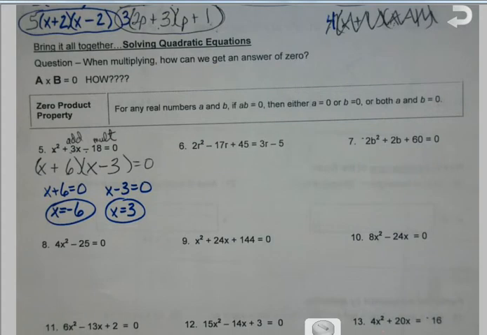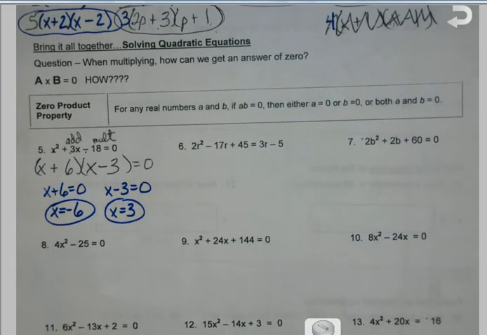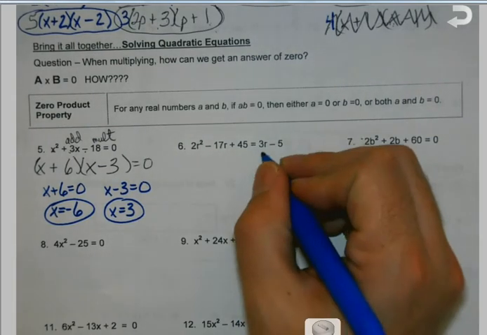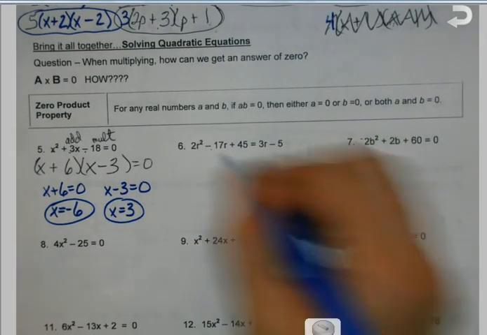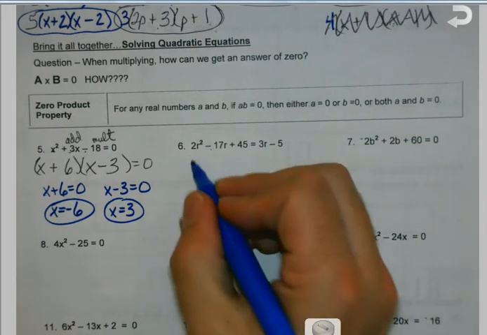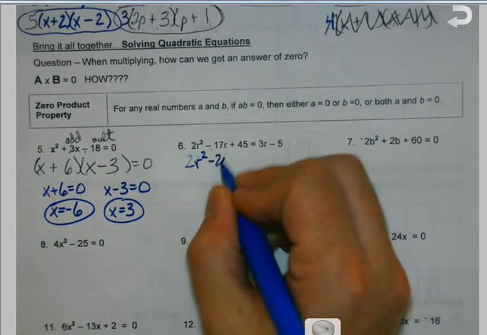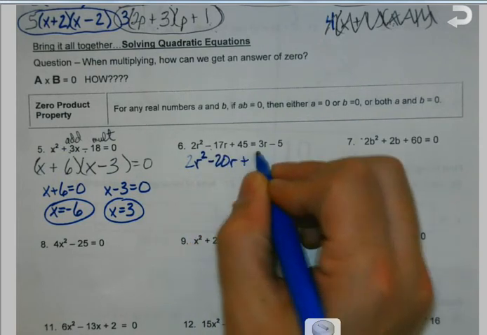It's not like some of the others where you're going to get incorrect answers unless you factored wrong, but you won't get ones that don't work. The only thing to really be careful of on all of these is making sure that it equals 0 before you start. So like for instance here, I would need to subtract the 3r and add the 5 over so I can have my equals 0 that I can solve.